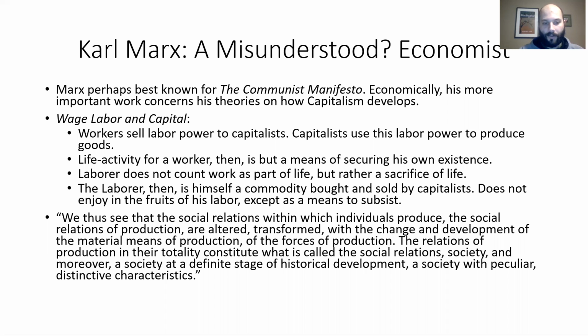So Marx quotes then, we see that the social relations within the individuals produce the social relations of production are altered, transformed with the change and development of the material means of production, of the forces of production. Right, so there's this relationship between production and the ownership of production. Capitalists own the means of production, and they buy and sell labor power to produce things. So Marx sees society in general as being produced by this relationship between workers and capitalists.